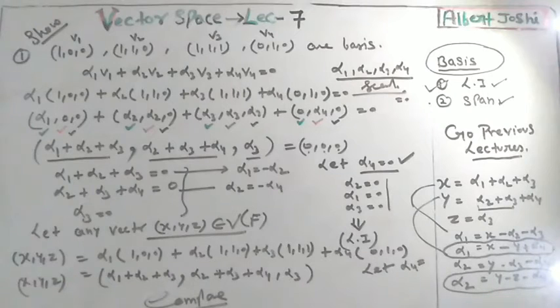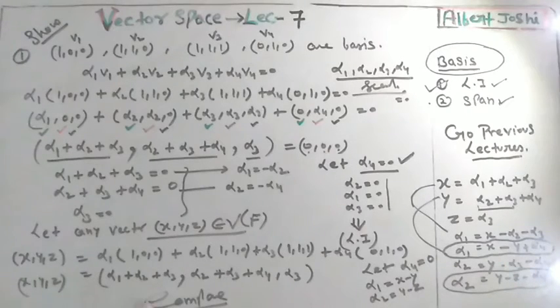You can take any value. Let us take alpha 4 equal to 0. You can take any value because these are linearly independent. If this is 0, then you get alpha 1 equals x minus y, and alpha 2 equals y minus z. So you got alpha 1 and alpha 2, and alpha 3 we already have.